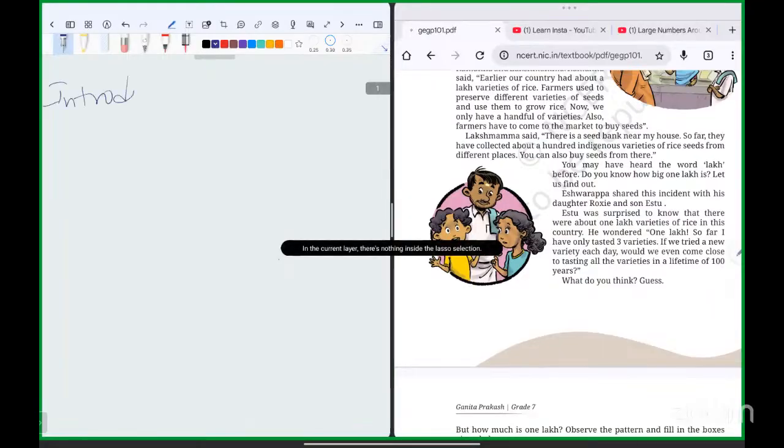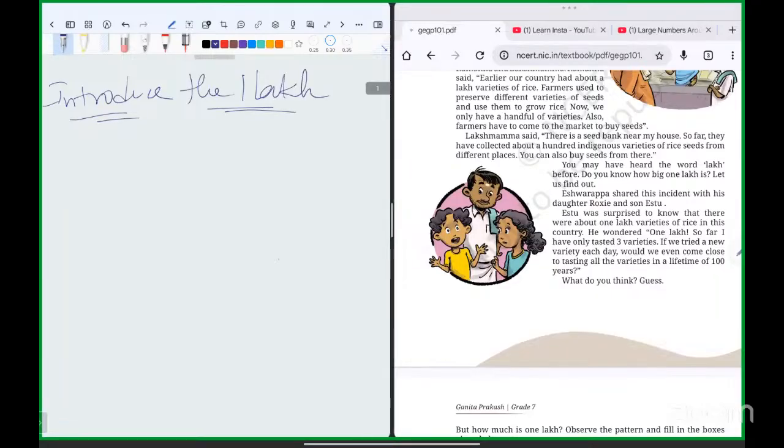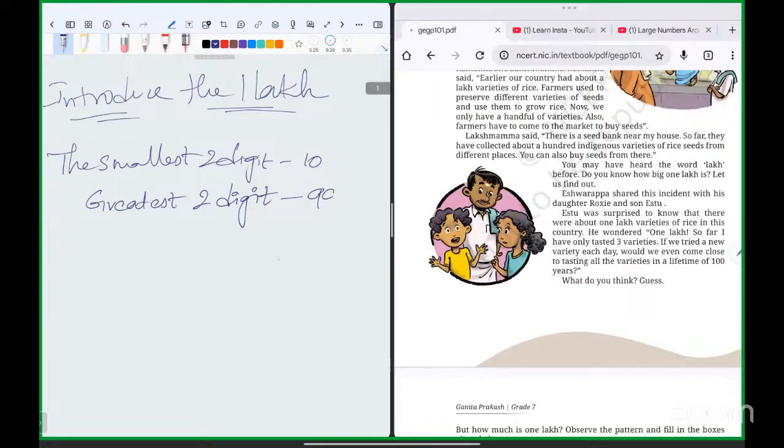So that we can introduce the 1 lakh. To introduce 1 lakh, let's start from the smallest two-digit number, which is 10. So everybody knows that 10 is the smallest two-digit number, and let us find the greatest two-digit number. Greatest two-digit number is 99.